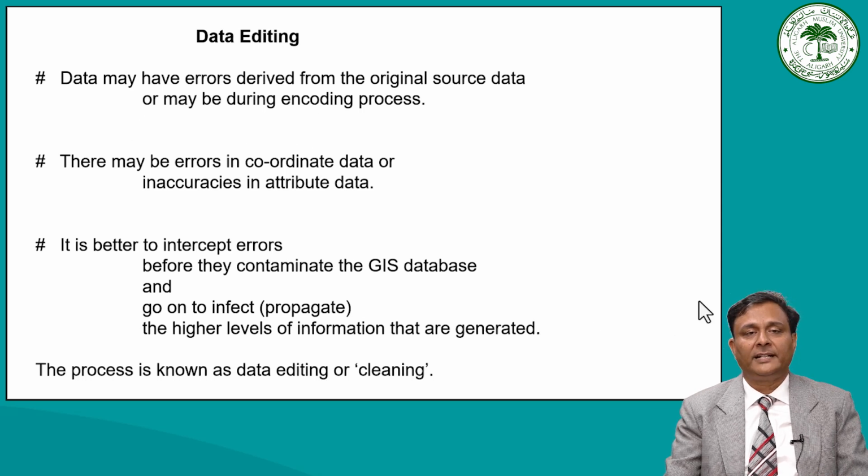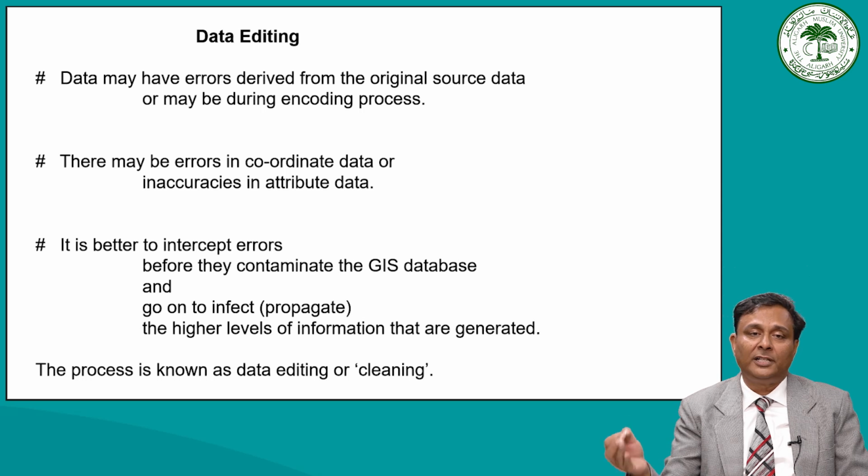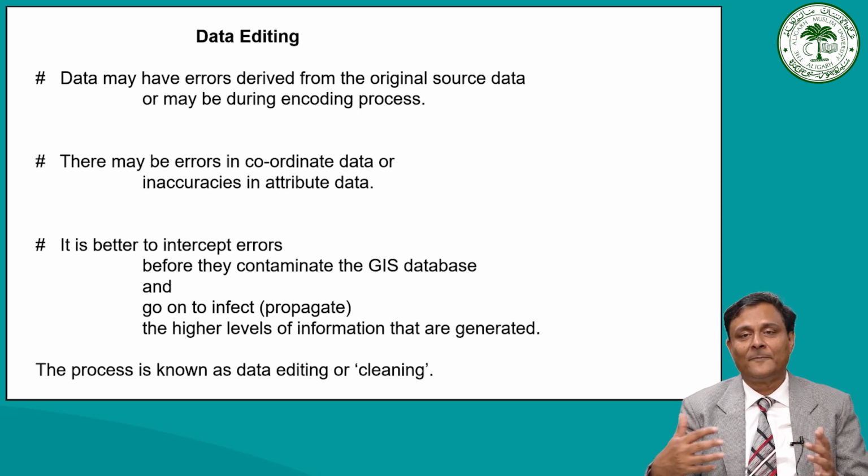So here, if you see data editing, there are many errors which are derived from original sources or also during the encoding processes. There may be errors in coordinate data, or inaccuracy in the attribute data. You can understand that there can be data related to the location of specific phenomena, and another inaccuracy would be when the location is added with attribute information. So there may be inaccuracies in the attribute information. Both ways the error may come into our analysis.